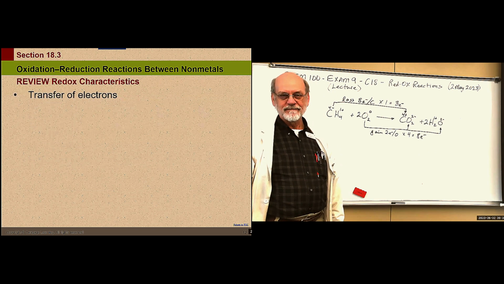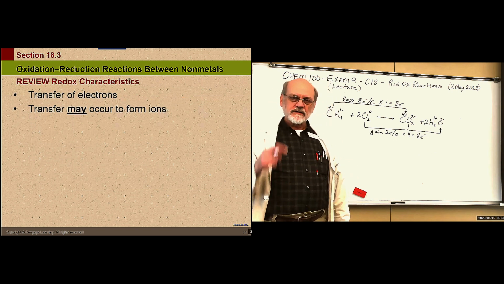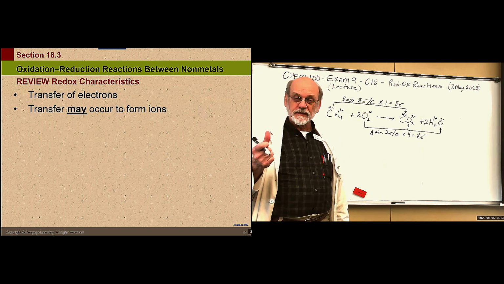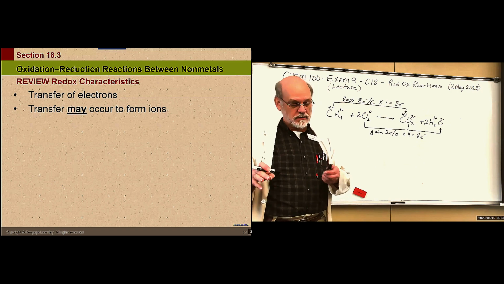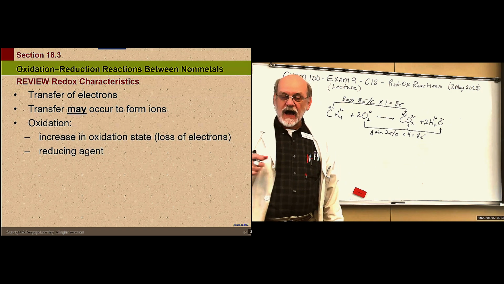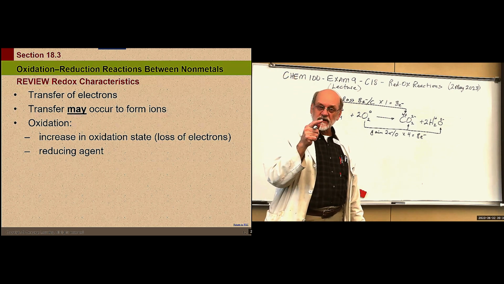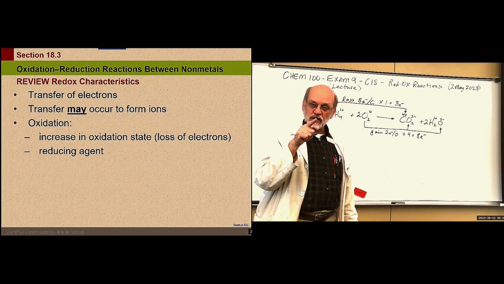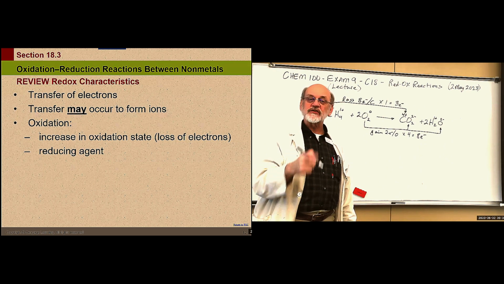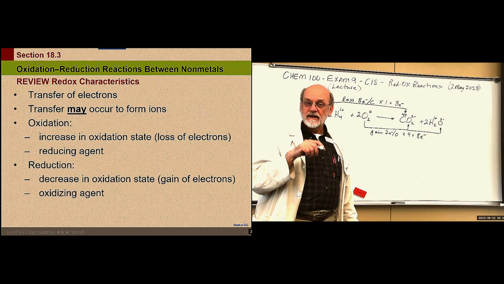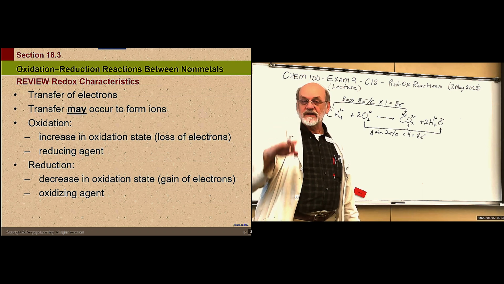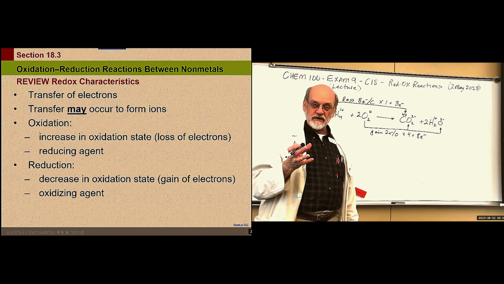Okay. So this is just a review. Redox characteristics: they always transfer electrons. Transfers can form ions, but they don't have to. Oxidation is a loss of electrons, and the one that loses electrons causes the reduction of something else, which makes it a reducing agent. Reduction is a decrease in oxidation state. It reduces its oxidation number by gaining electrons, and it then becomes the oxidizing agent.